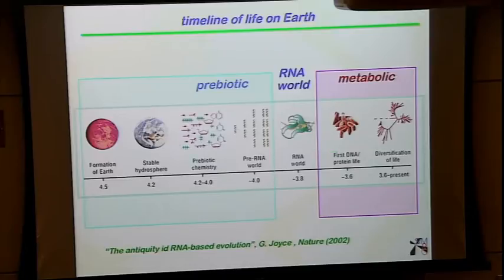And it's sandwiched by the time of the formation of the Earth. So the transition into actual biology is considered to have happened in what's called the RNA world. Okay, so we'll talk about that briefly. This is the current dogma in terms of the appearance of life on Earth.